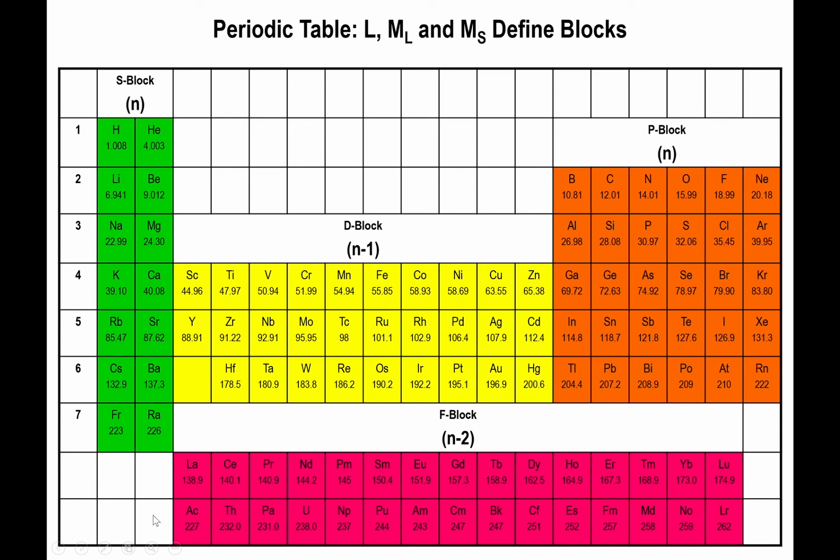As far as the notation goes, you subtract 2 from the row number to come up with the number in front of F. So in the case of cerium, cerium is on the sixth row. If you subtract 2 from 6, you get 4. The F orbital of cerium is none other than the 4F orbital. So this will help you out a little bit.